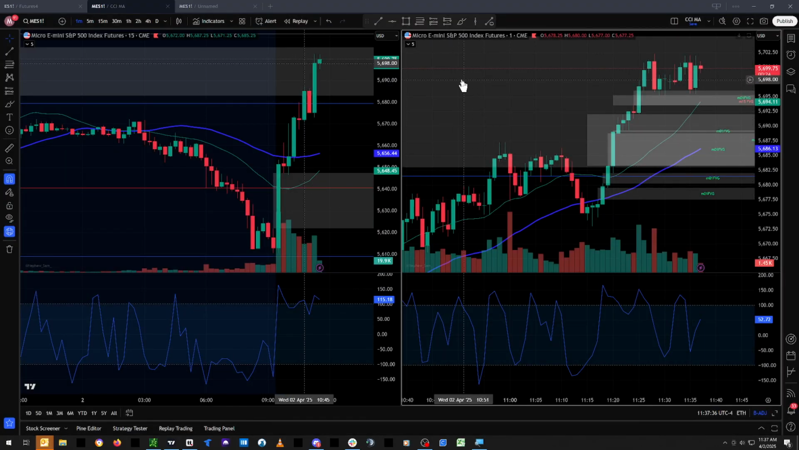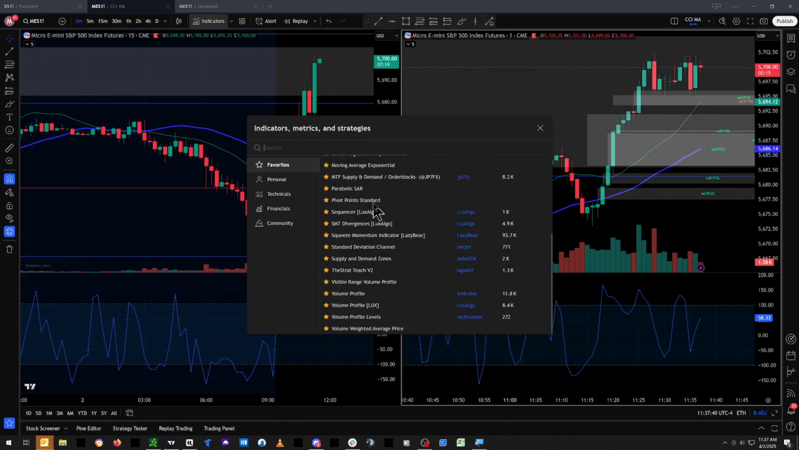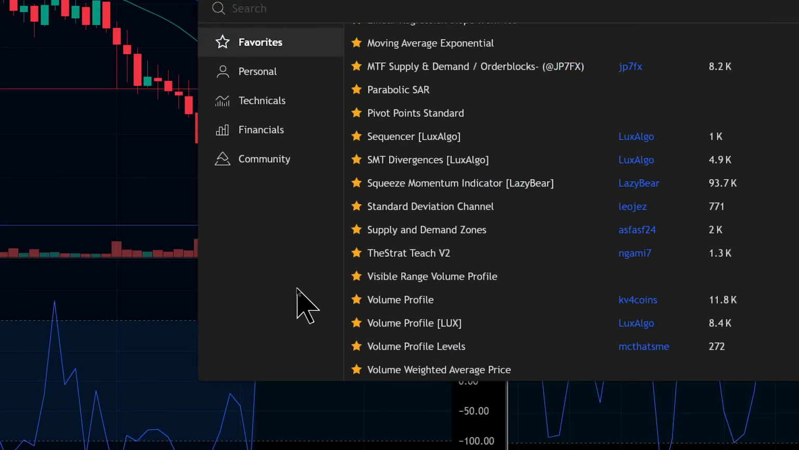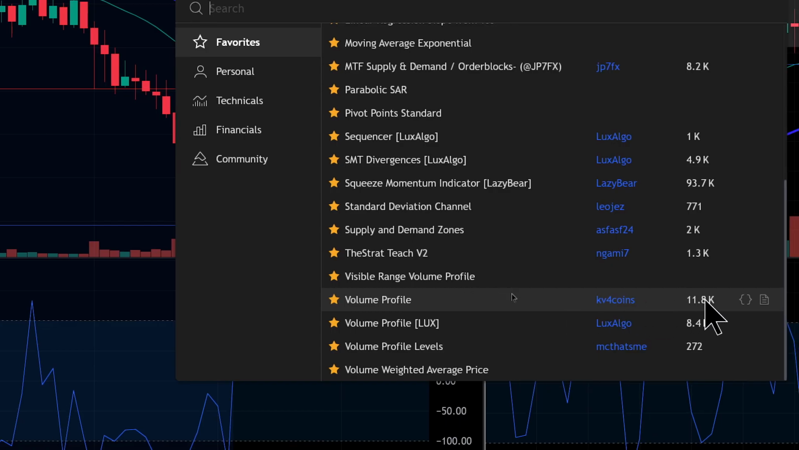Show me indicators. I'm going to pause this here. And matter of fact, I'm going to blow it up just so you guys, especially if you're in the video or whatever, or you can screenshot this right now. Visible range volume profile is built in to TradingView. Then you have this KV for coins, which has a very popular volume profile.